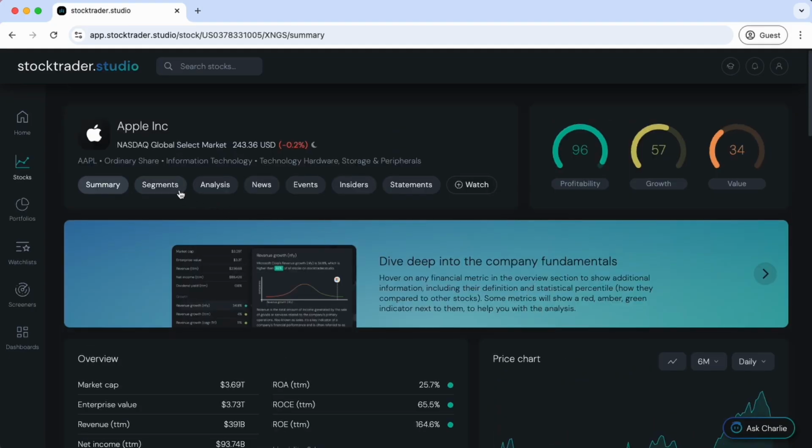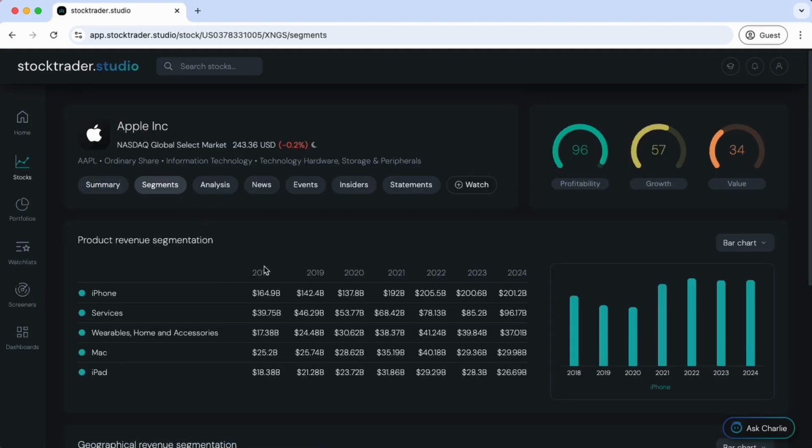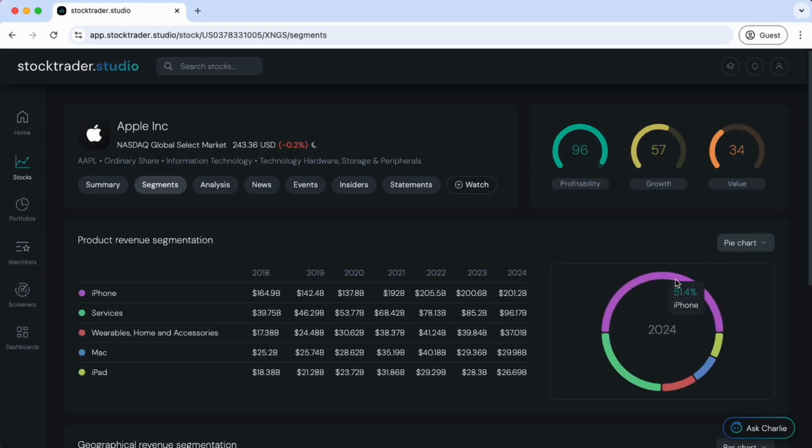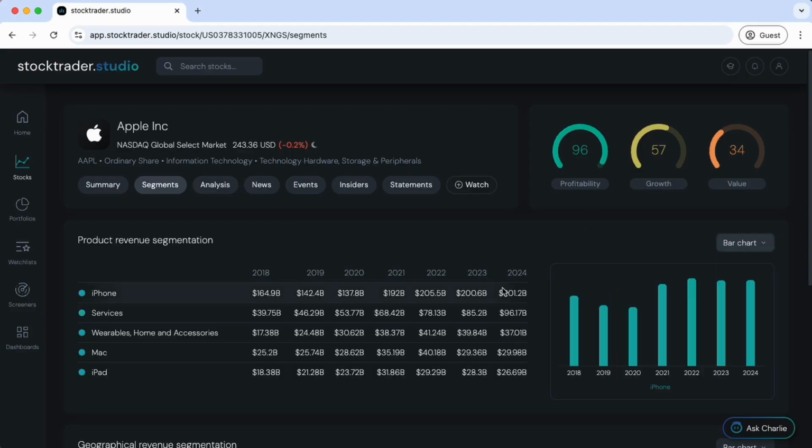can click on the Segments tab and have a look at the product revenue segmentation table. Apple's main revenue source has always been its hardware products, with the iPhone alone accounting for over 50% of the company's total revenue. However, as we can see here, iPhone sales have been practically flat over the past 4 years. Most of the revenue growth has actually come from services like Apple TV+, Apple Music and Apple Books.